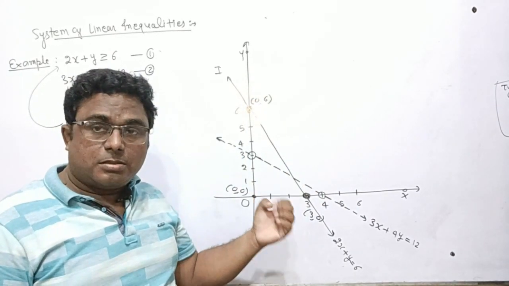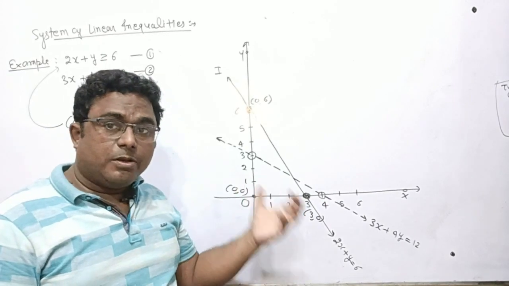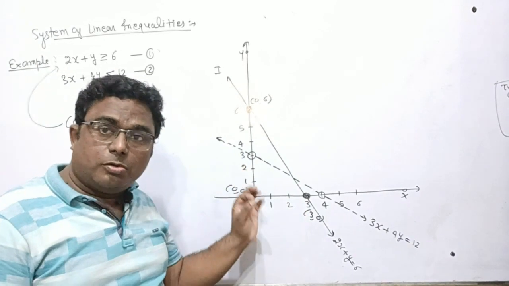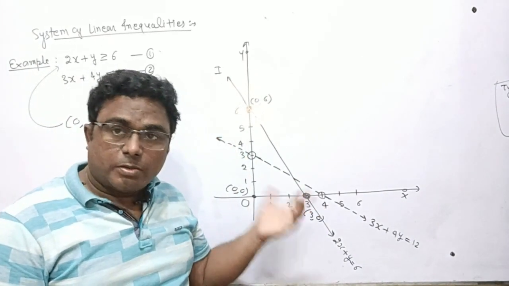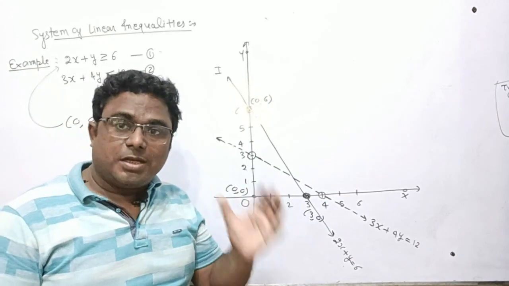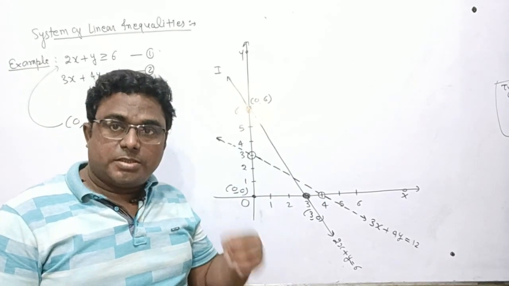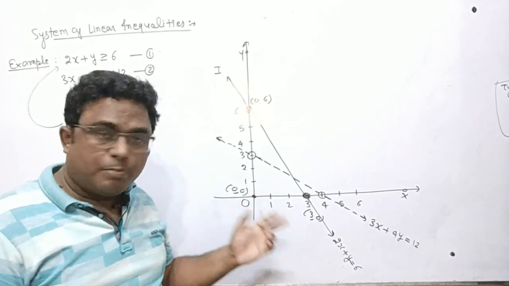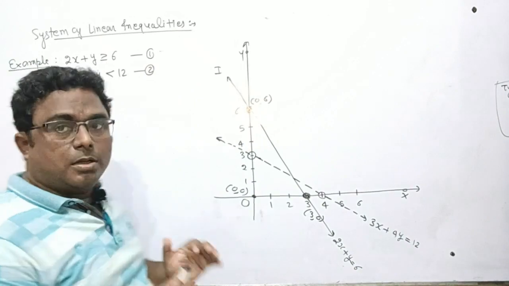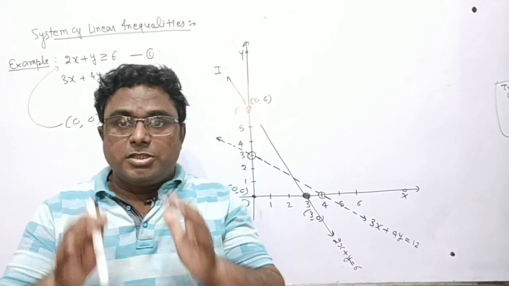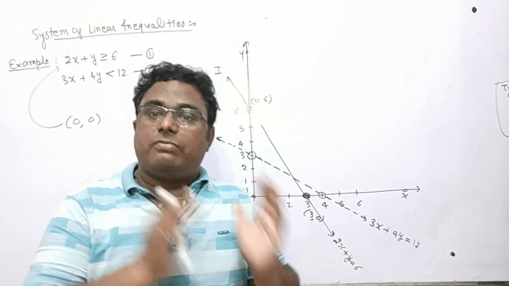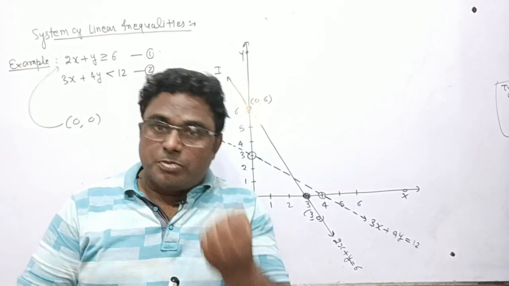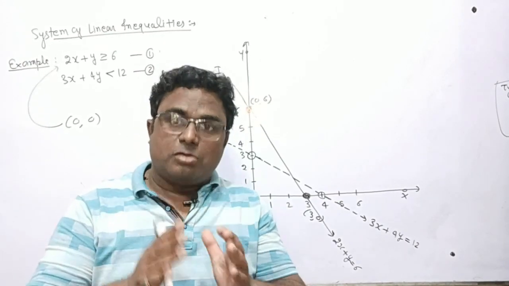I cannot select the lower half. Why? Because 0, 0 is present in the lower half of this line, and 0, 0 is not satisfying the inequality. So it means the lower half cannot be selected. Alright, listen once again. I selected 0, 0 as a testing point, and when I put 0, 0 into the first inequality, I got a false result. It means 0, 0 does not satisfy the first inequality. So the area in which 0, 0 is present cannot be the solution of the inequality.